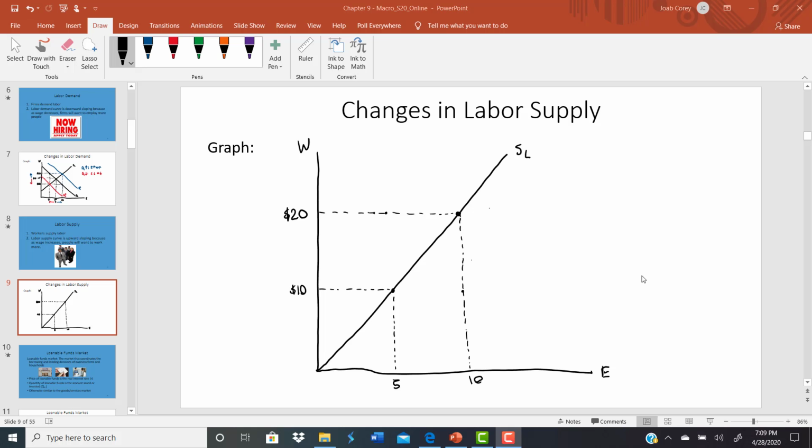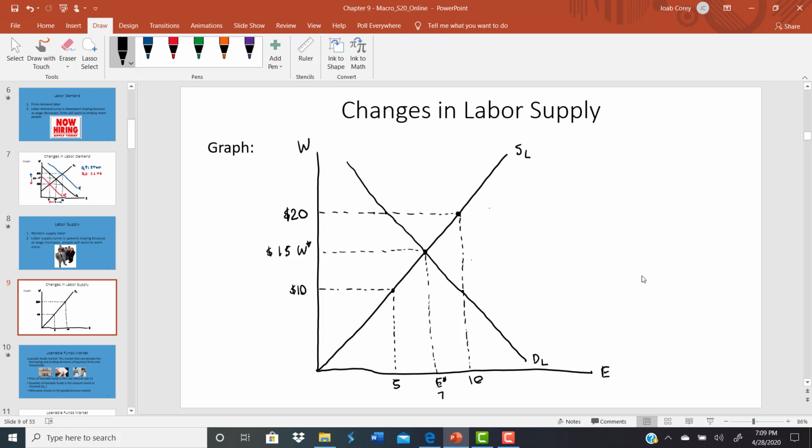So with that in mind, you probably figured that we're going to draw a downward sloping labor demand curve in this graph. It's going to look something like this. That's our downward sloping demand for labor. And where the two intersect, you're going to have a market equilibrium. This is going to be your equilibrium employment level, E star, which we'll say is 7 employees or people employed. And then we're going to have an equilibrium wage rate, W star, which we'll say is $15 an hour.